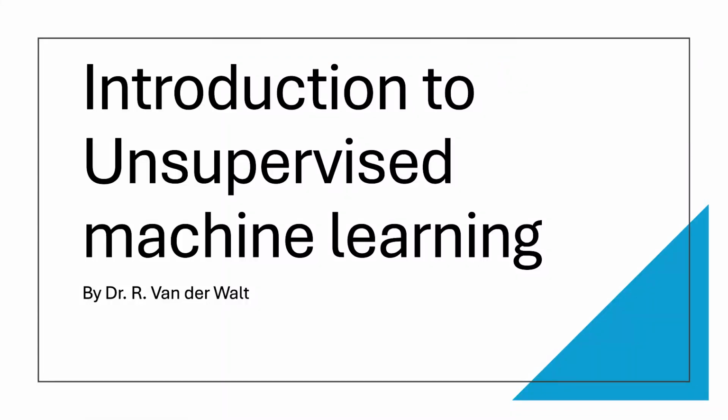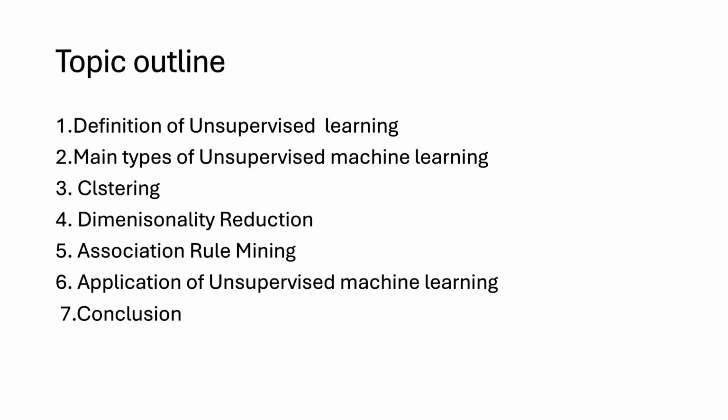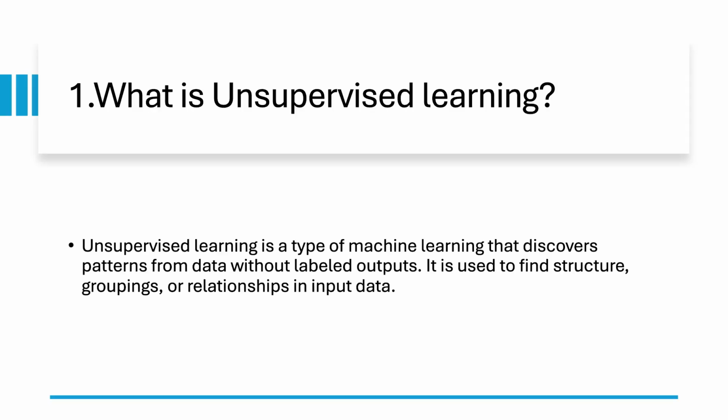Welcome to today's lesson where I'm covering Introduction to Unsupervised Machine Learning. I'll be walking you through the following subtopics. That's the definition of unsupervised learning. We will look at the main types of unsupervised machine learning: clustering, dimensionality reduction, and association rule mining. We will also consider the application of unsupervised machine learning in real life, and then we conclude our lesson.